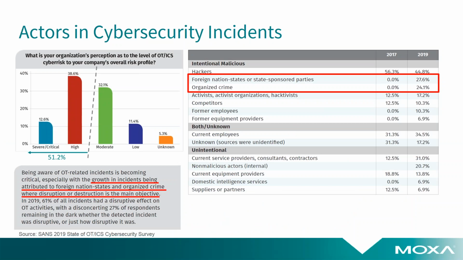So we're gonna reference this study from SANS quite a bit. This was done earlier this year, a survey of the state of OT, or ICS, cybersecurity. And what it found this year was that more than 50% of the people surveyed saw OT or ICS cybersecurity as a significant risk to their company's overall risk profile. And that's likely a result of the growth in incidents attributed to foreign nation states or even organized crime, where disruption and destruction was the main objective.